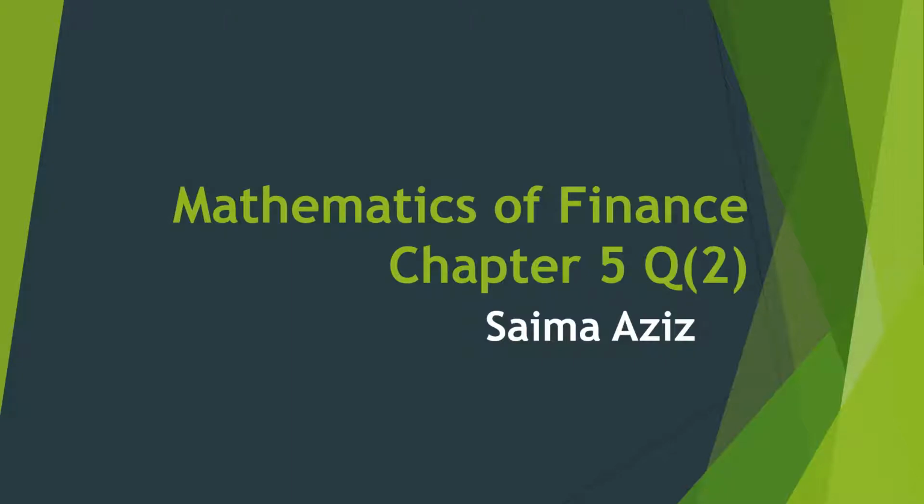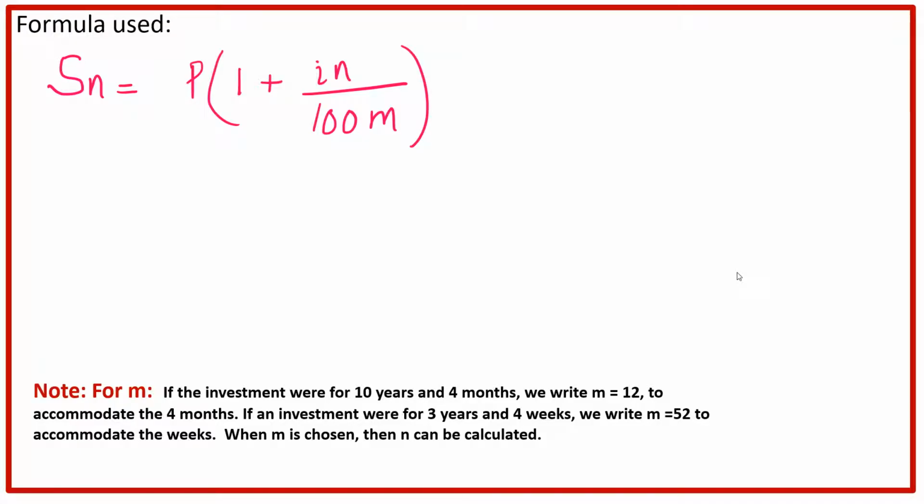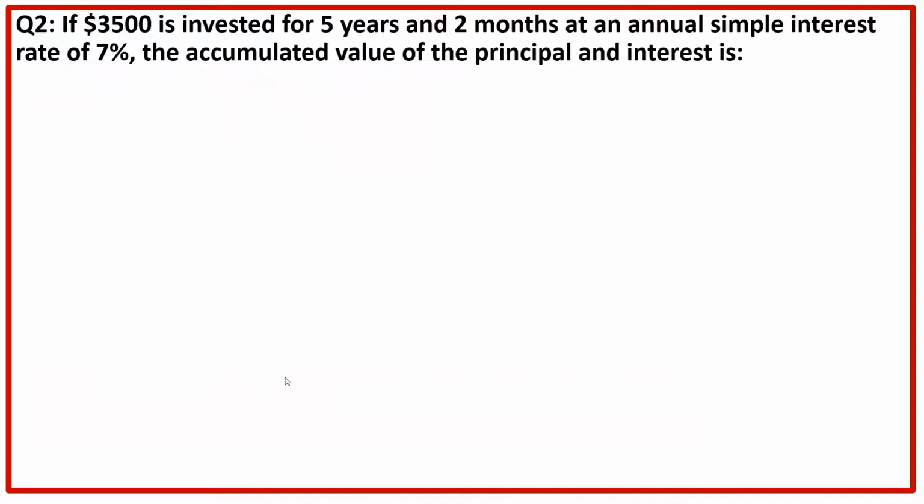In this lesson, we will discuss Mathematics of Finance, chapter number 5, question number 2. The formula we will use is Sn = P(1 + In/(100 × M)). Sn is the future value. P is the present value. I stands for interest rate and N for number of periods. How you have to write down the value of M, I have mentioned here. This is the note for M which we have discussed in the last lesson.